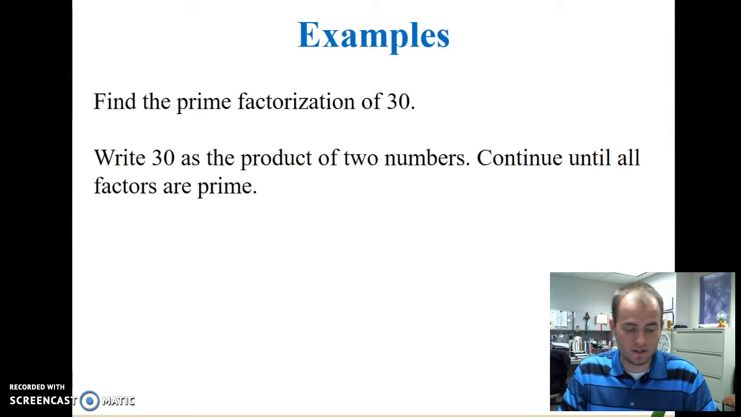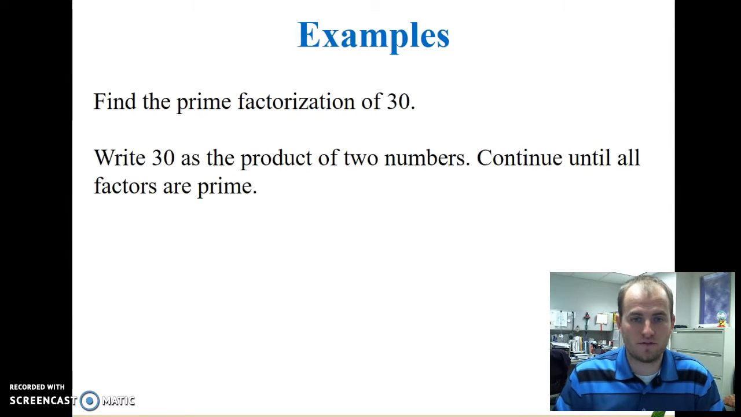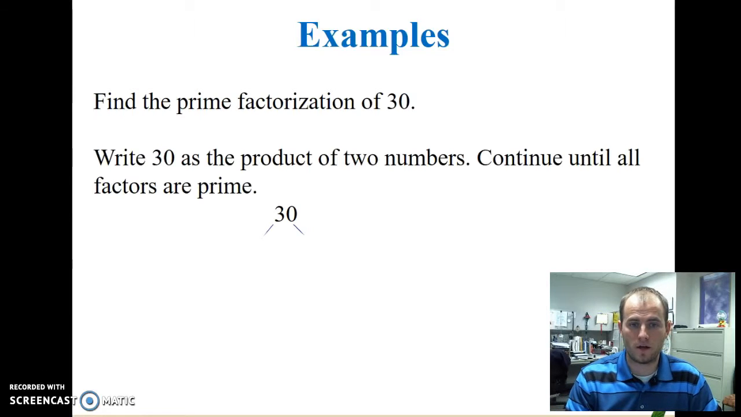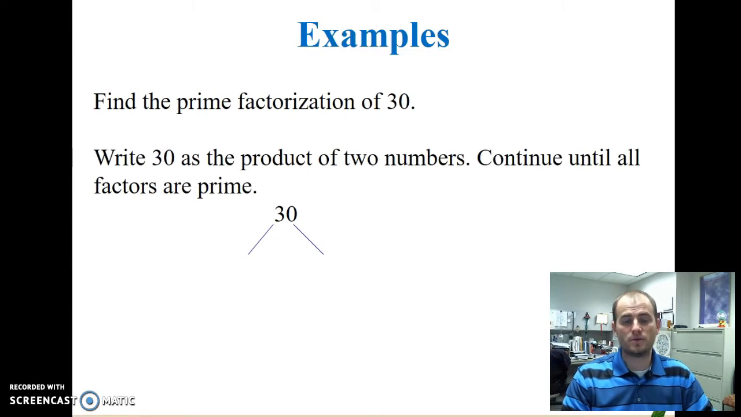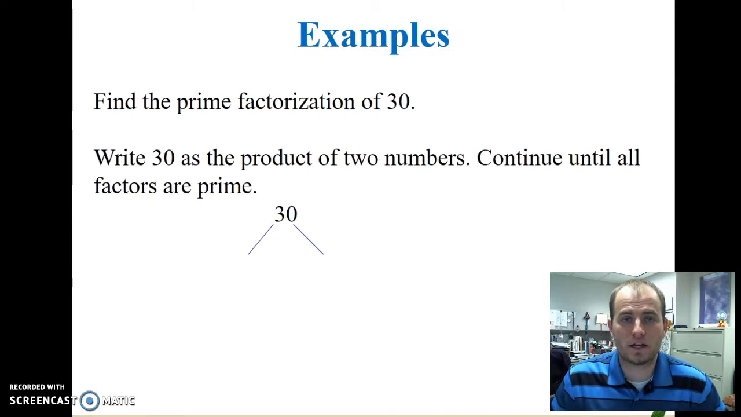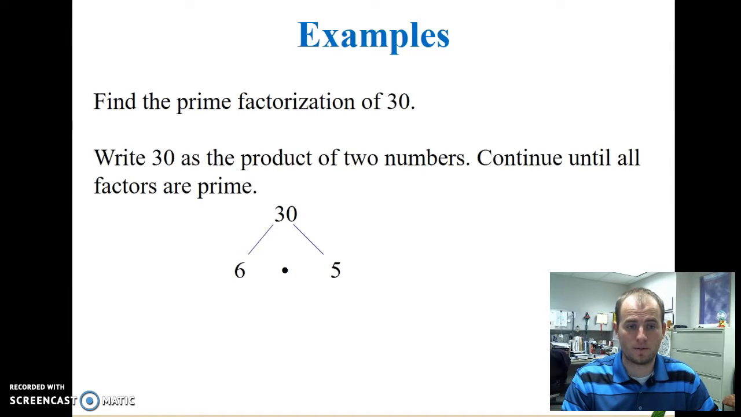The first one says, find the prime factorization of 30. Okay, so to do that, we start with 30, and we start with our tree. So what are some numbers that go into 30? 3 and 10, 2 and 15 would both work. You can use either one, you'll get the same answer. You could also use 6 and 5.